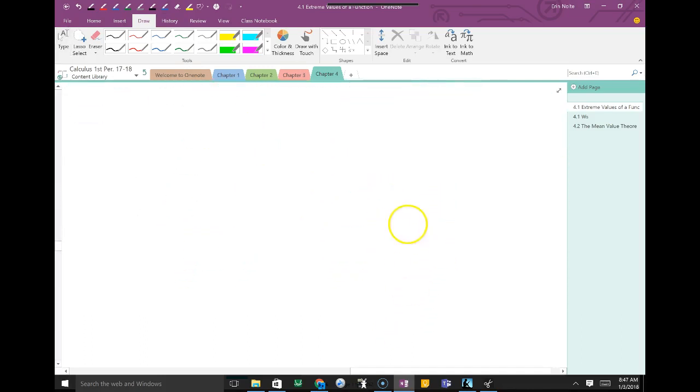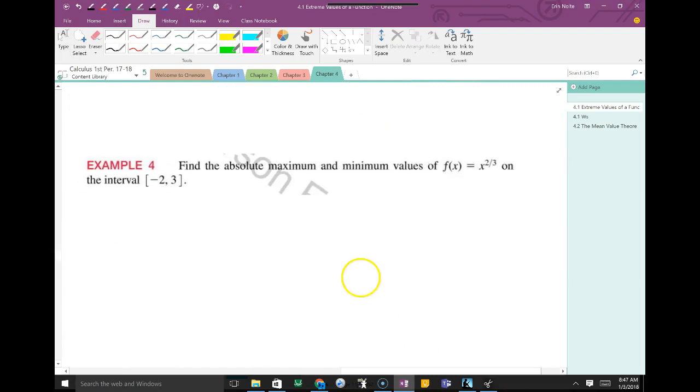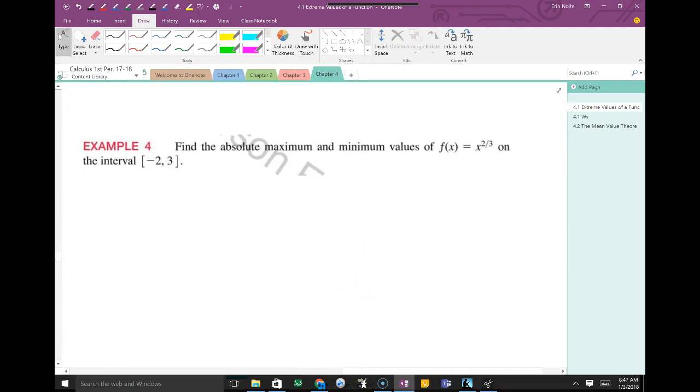Ready for one more? Okay, same idea here. Not too much more complicated. We're finding the absolute max and min of our value. So if they're asking us for a value, what kind of value are we looking for?